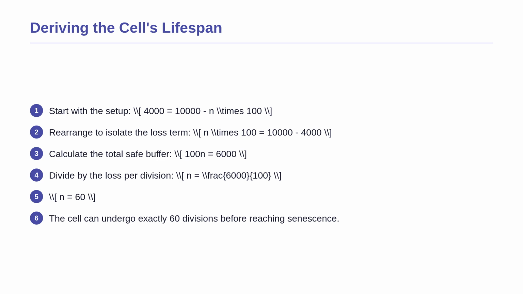Finally, we divide the 6,000 base pair buffer by the 100 base pairs lost per division. This gives us a final value of 60. We have mathematically proven that this normal human cell can undergo exactly 60 divisions before its telomeres become critically short, triggering senescence. This is the quantitative proof of the Hayflick limit.